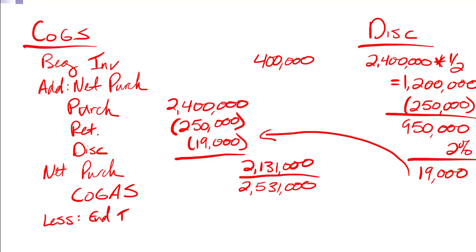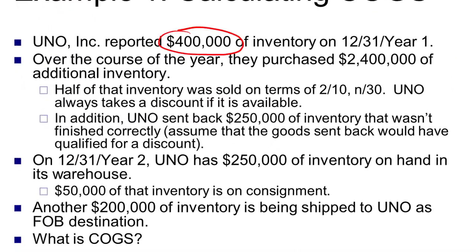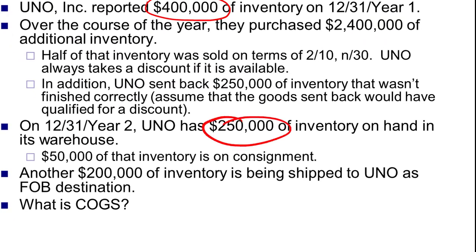ending inventory. Now we need to calculate this value as well. Let's take a look at what it was. It says we have 250,000 in our warehouse when we counted everything up, but 50,000 of that is on consignment, and we have 200,000 being shipped FOB destination. So first off, if it's on consignment in my warehouse, then it's not mine. It's somebody else's that I am selling for them. Inventory doesn't belong to me, but I'm going to get a commission as I sell it.